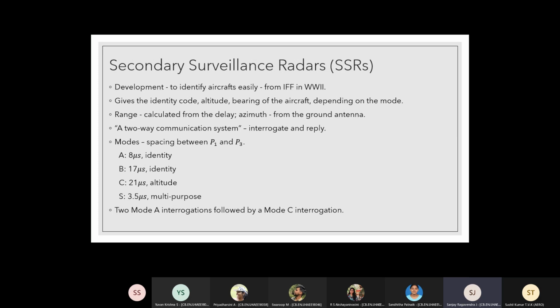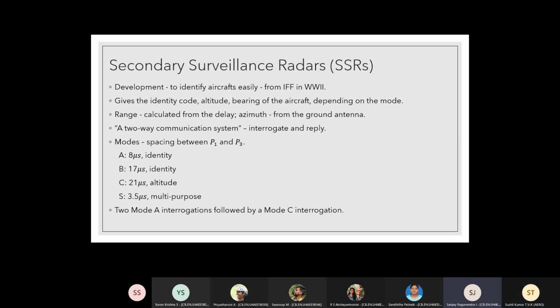Unlike PSRs, SSRs also give the identity code, the altitude, and the bearing of the aircraft, along with the position of the aircraft. The position of the aircraft is determined by two variables, the range and the azimuth. The range is calculated from the delay between the interrogation and the reply, whereas the azimuth is determined from the direction of the ground antenna. Rather than a radar system, SSR is essentially a two-way communication system between the ground antenna and the transponder fixed in the aircraft, which is based on the interrogate and reply principle.